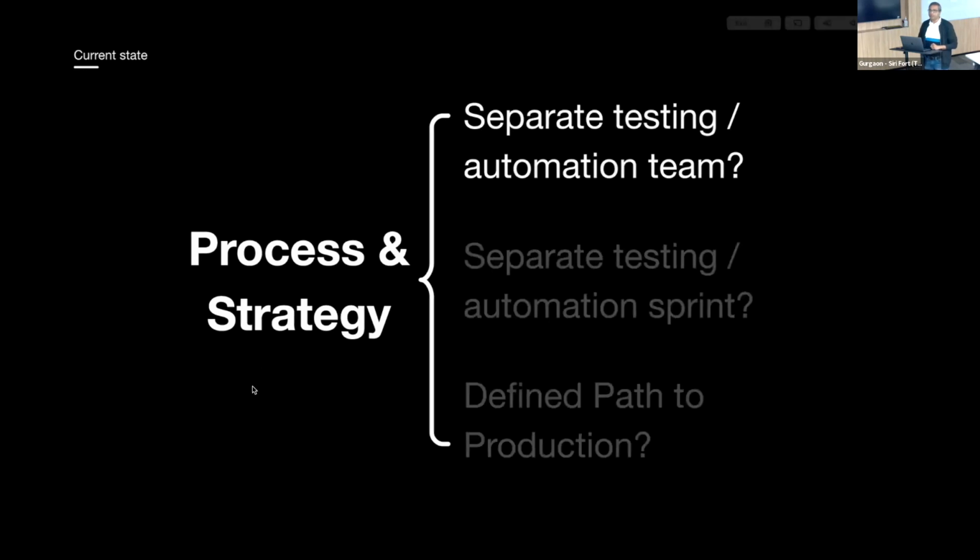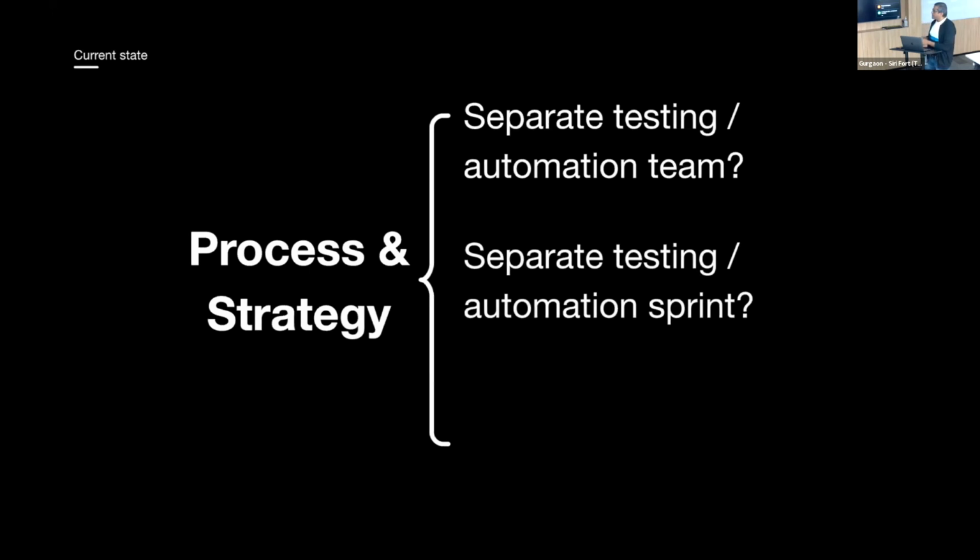Okay. Now, a lot of people in Gurgaon have a separate testing or automation team. What about other offices or people online? Yes, I see a few yeses coming. There are separate teams for testing automation. A few no's as well. Great. Okay. Thank you for that.